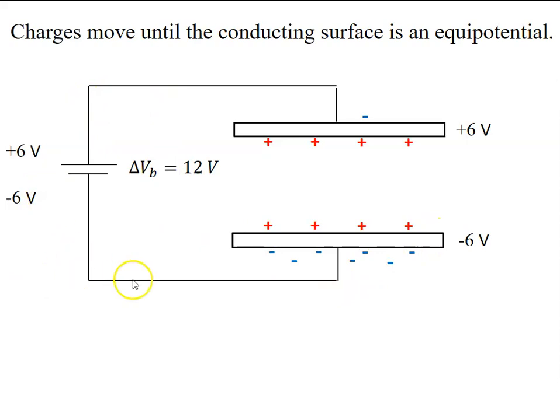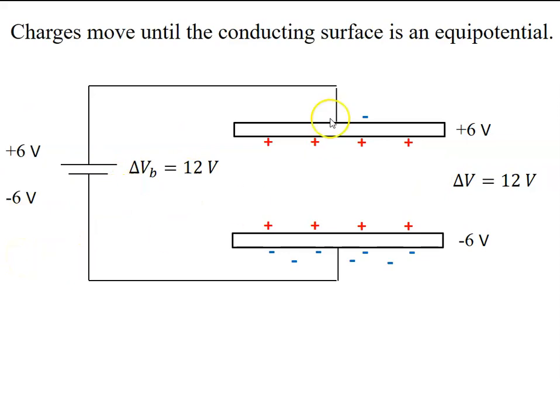At this point, all of this stuff is one big equipotential, and neither conducting surface has an electric field anymore. It's like flat line. It's like flat ground. There's no more reason for electrons to move in either one of these because those surfaces are equipotentials. And now the process stops. And now there's a potential difference between the plates of how much? 12 volts, which just happens to match the potential difference across the battery.